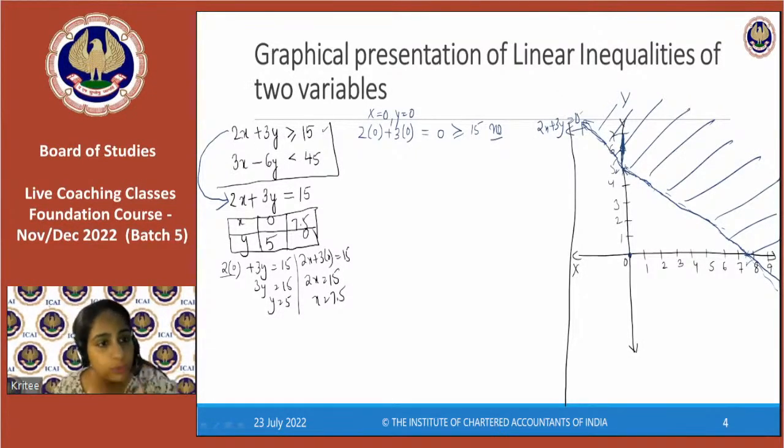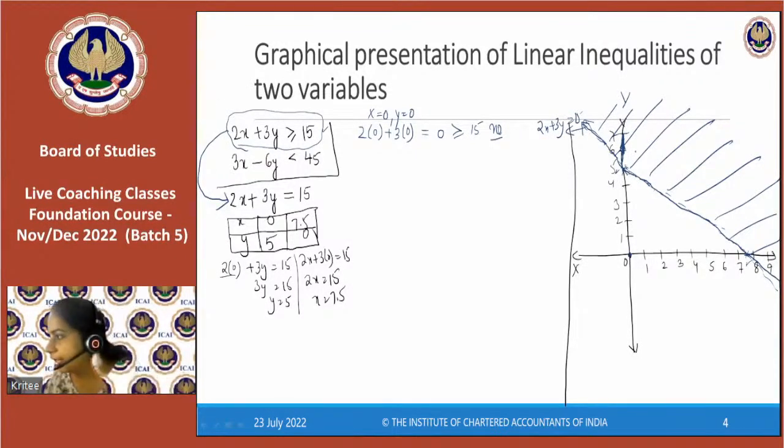So according to this condition, which side is greater? Going above the line is greater or going below the line is greater? We need to understand that. How to understand which side is greater?